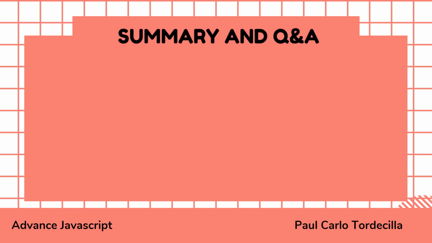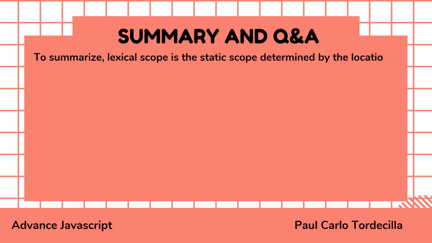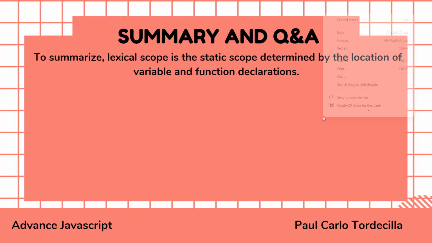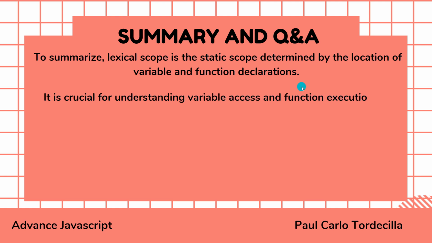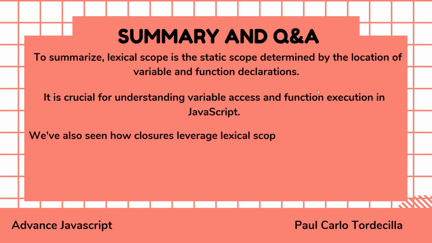Summary and question and answer. To summarize, lexical scope is the static scope determined by the location of variable and function declarations. It is crucial to understanding variable access and function execution in JavaScript. We've also seen how closures leverage lexical scope to maintain state across function calls.